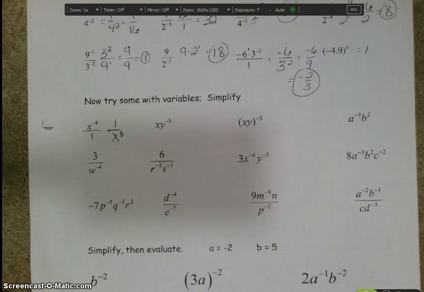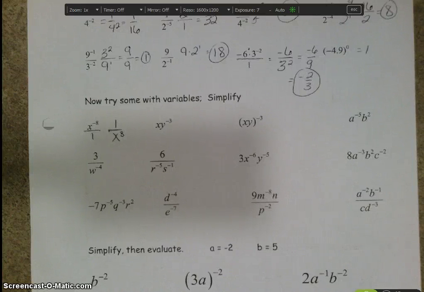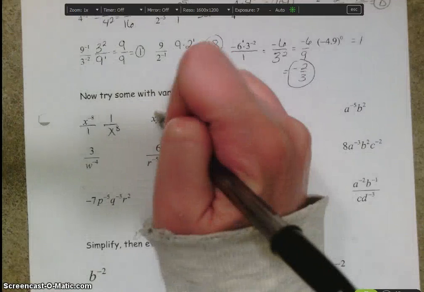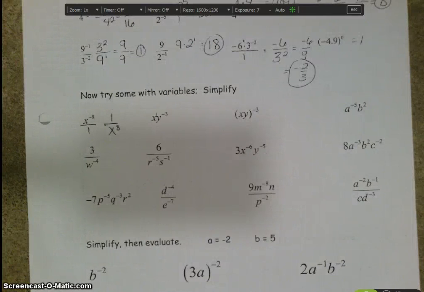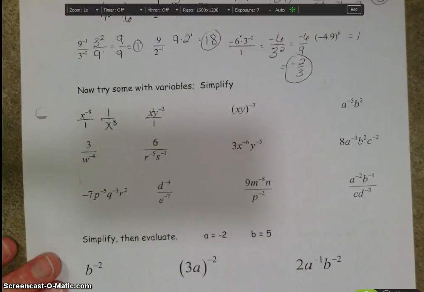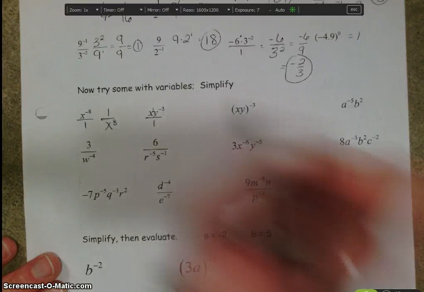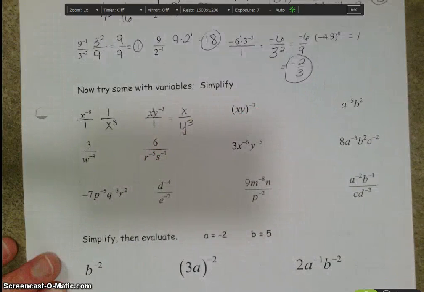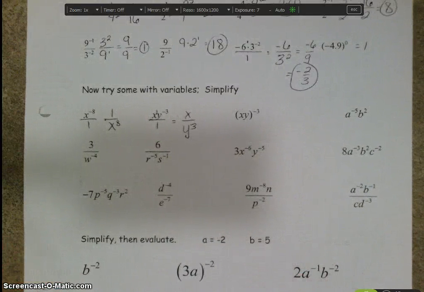Next one. Look at those as two separate things. That's an x times a y to the negative 3. The x has a positive 1 exponent on it. Leave it where it is. So if this were in a fraction, x stays up in the numerator, y moves down and becomes positive 3. That's all we can do with it. It's simplified.